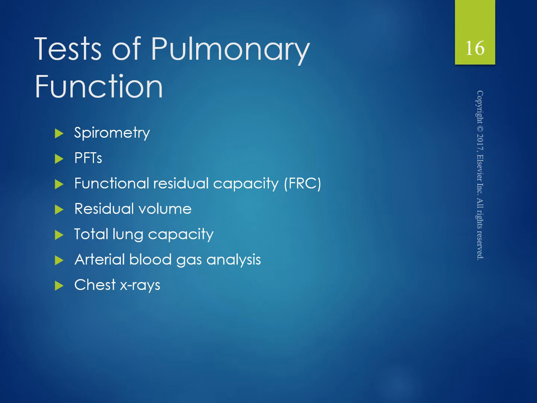Functional residual capacity is the amount of air left in the lungs after exhaling normally. Residual volume is the amount of air left in the lungs after exhaling as much as you can. Total lung capacity is the total volume of the lung when filled with as much air as possible. We get arterial blood gases, which give us our gas numbers, and chest x-ray, which can show us infiltrates and such.